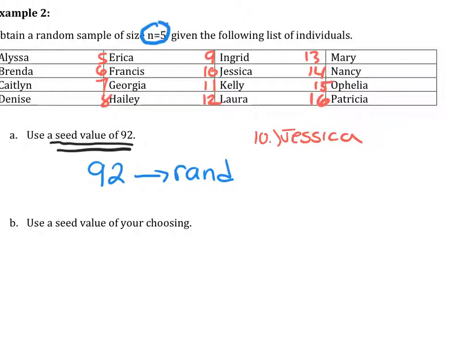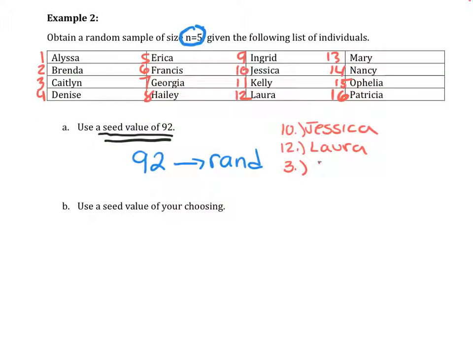I got number 12, which will be Laura. If you get the same random number again, you've already chosen that person, so you can't choose them again. You just skip it and go on to the next one. So you get number 3, just keep hitting enter, then 14 and 6.